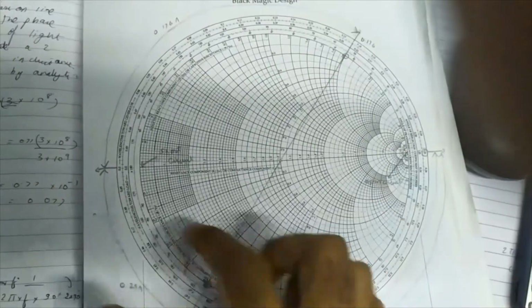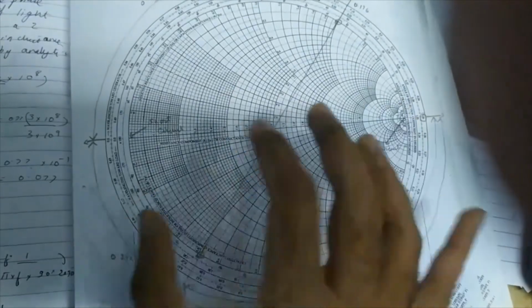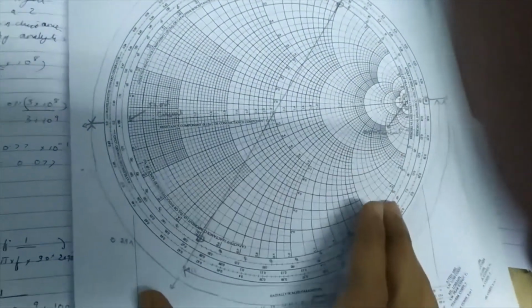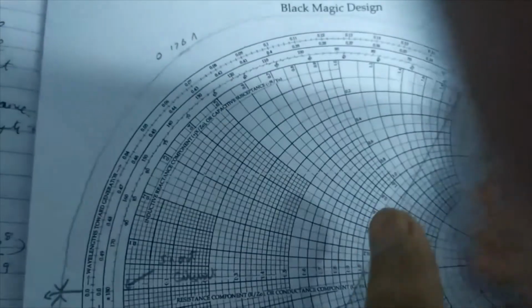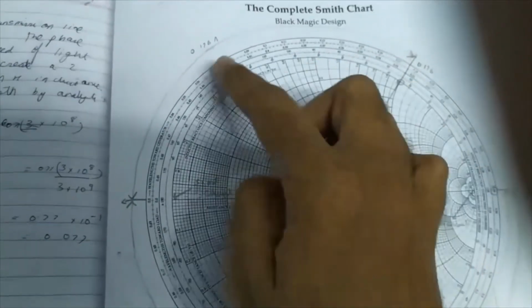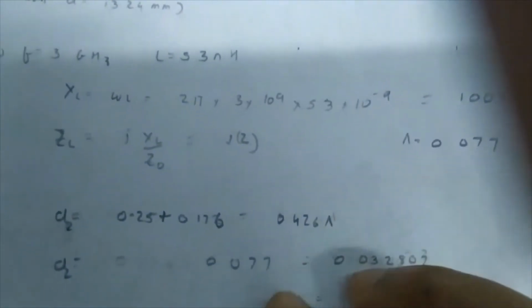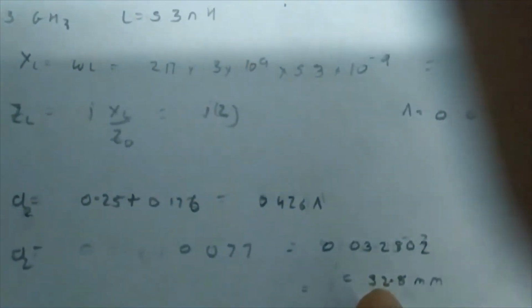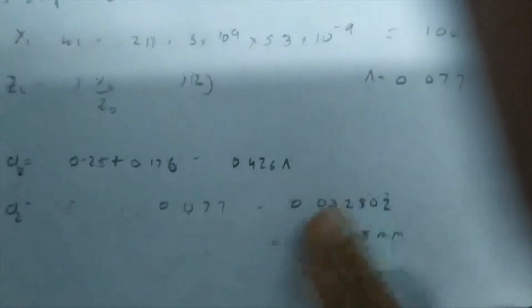To calculate this distance, we know that it will be 0.5 minus 0.25, that's 0.25 lambda, plus from 0 to this point is around 0.176 lambda. So the total distance will be 0.25 plus 0.176, which is around 0.426 lambda, and if we multiply with the wavelength, we get this distance.